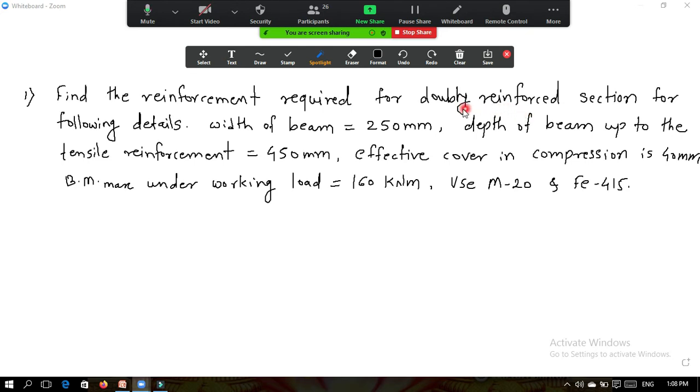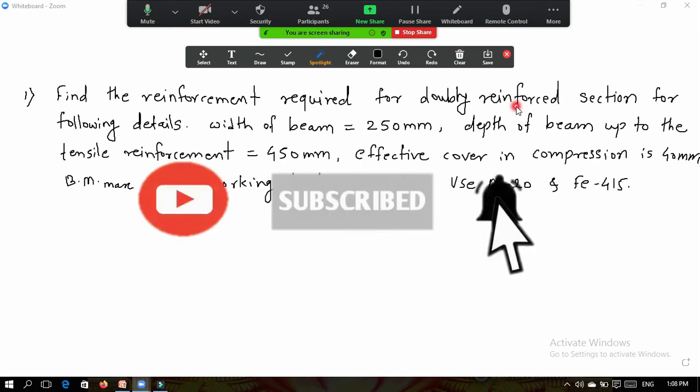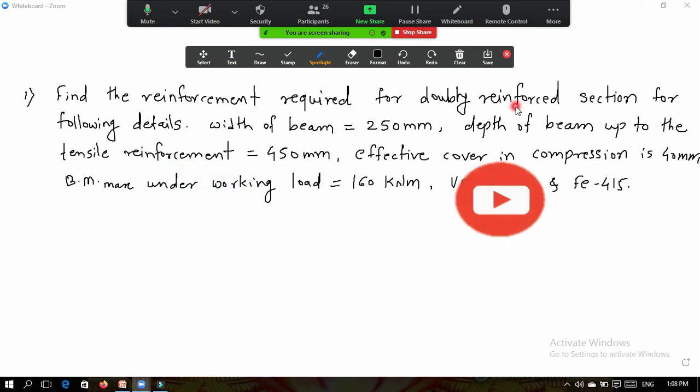If they don't give you the doubly reinforced section in the exam, then you should calculate the value of Mu. After that you calculate the value of Mu limiting, that is the moment carrying capacity, and if your bending moment is greater than the moment carrying capacity, that is Mu is greater than Mu limiting, then the given section is a doubly reinforced section. In this way also you can analyze.